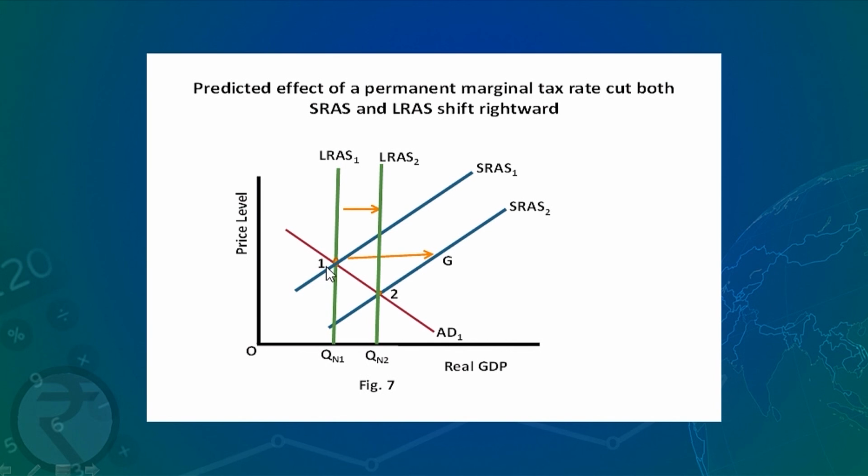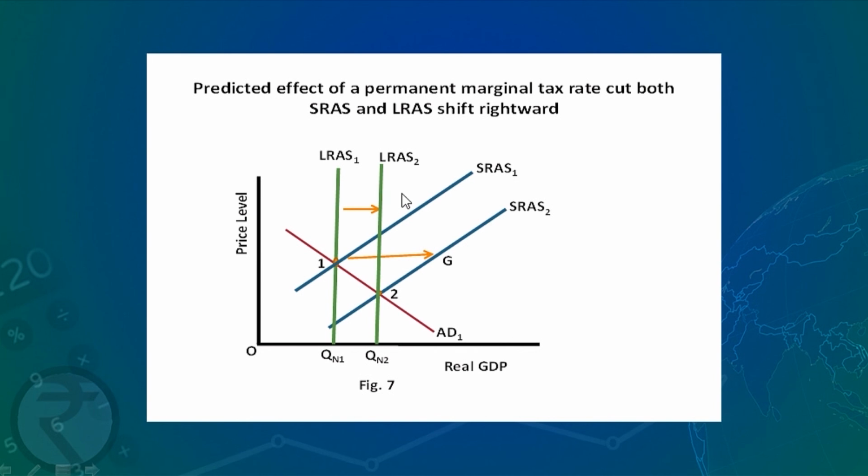Now, because of the fall in marginal tax rates, what happens? People start working more. So, this leads to an increase in the short run aggregate supply curve and it shifts to the right. Now SRAS2 is cutting aggregate demand 1 at point 2, and the real GDP has increased to QN2, and here the full employment level has also increased.